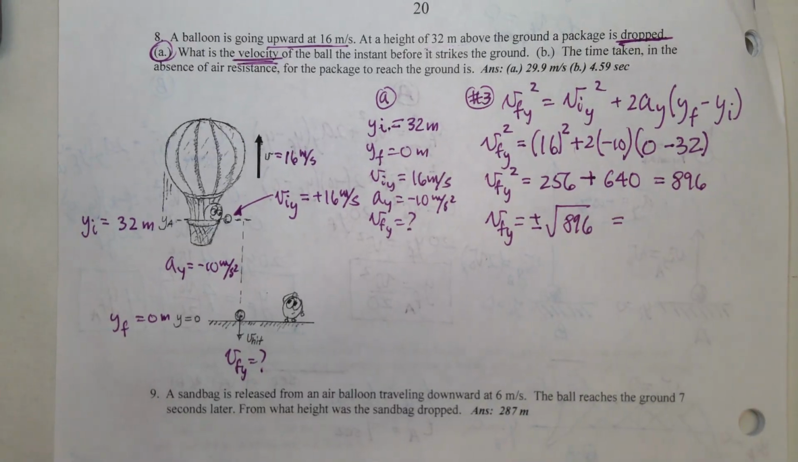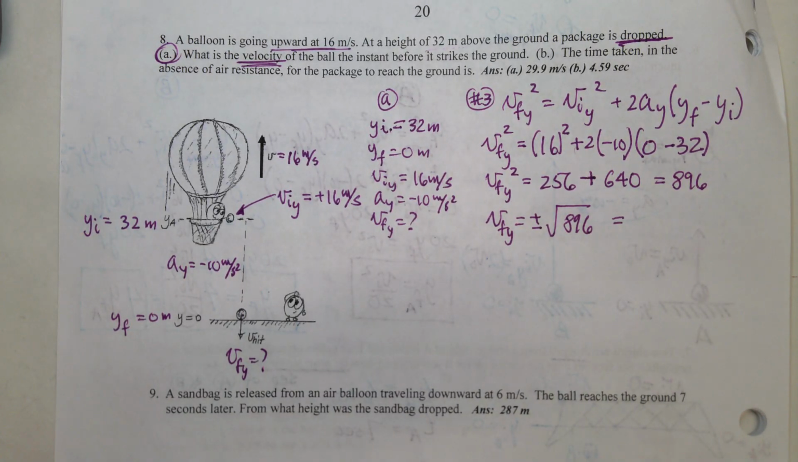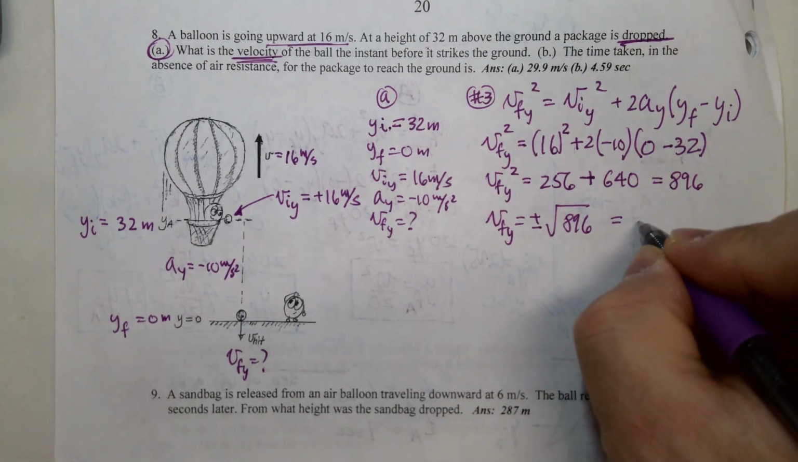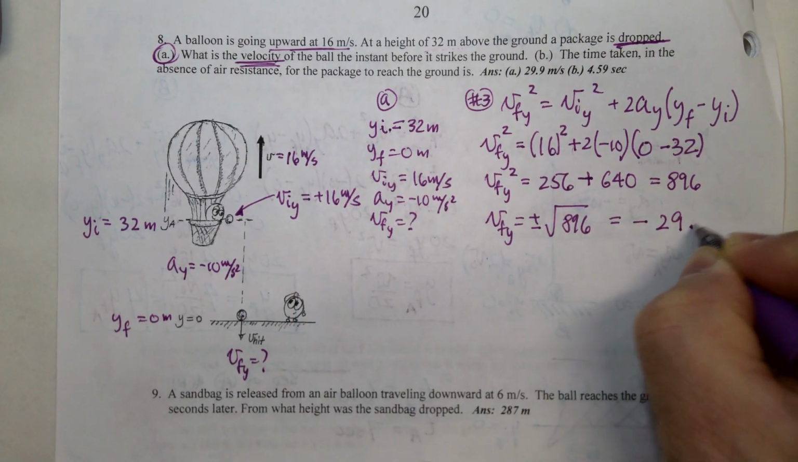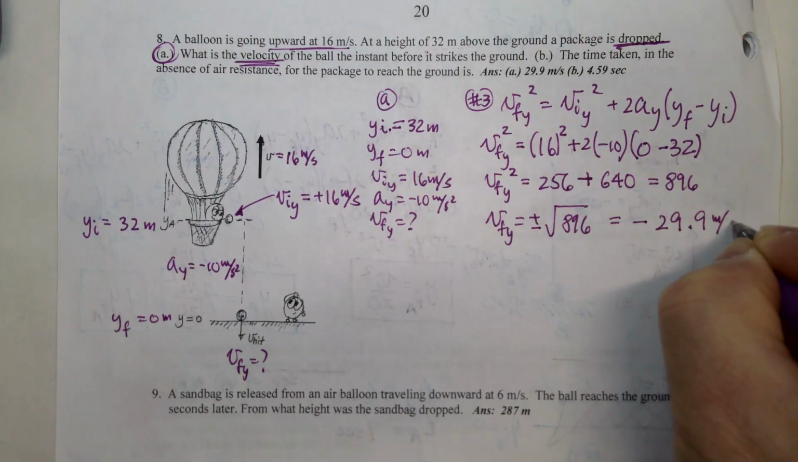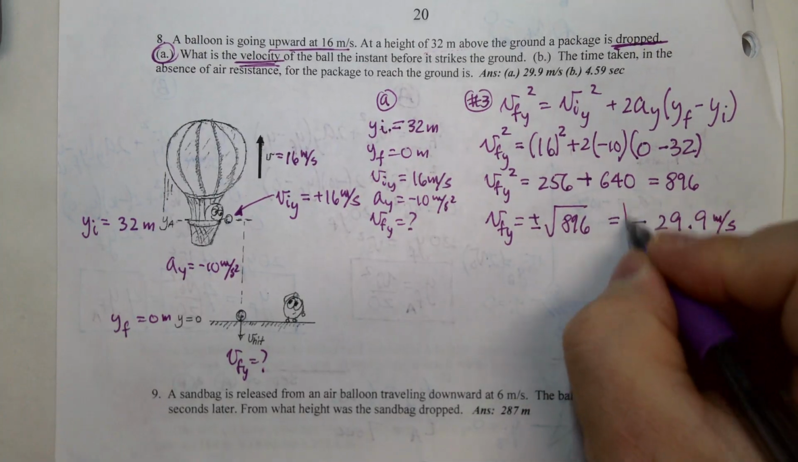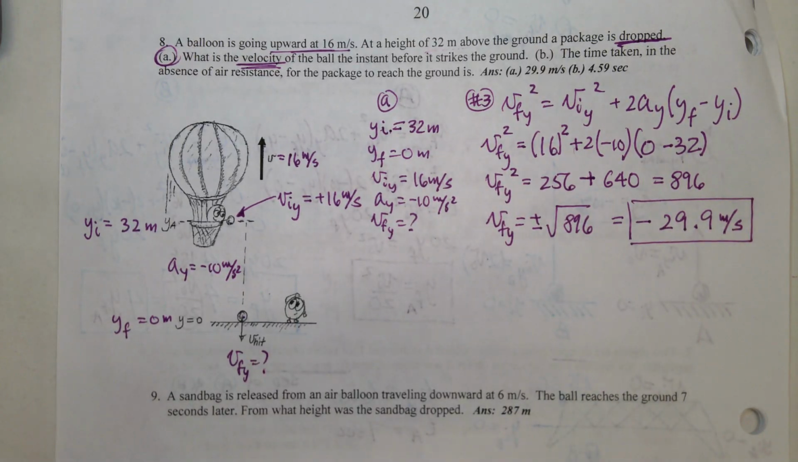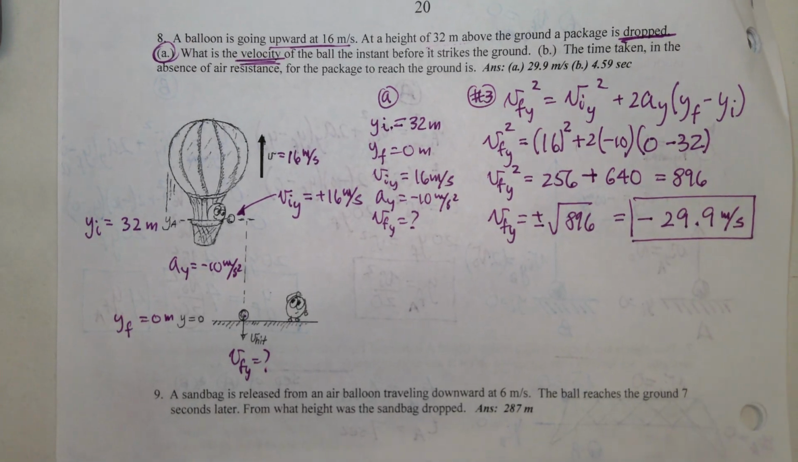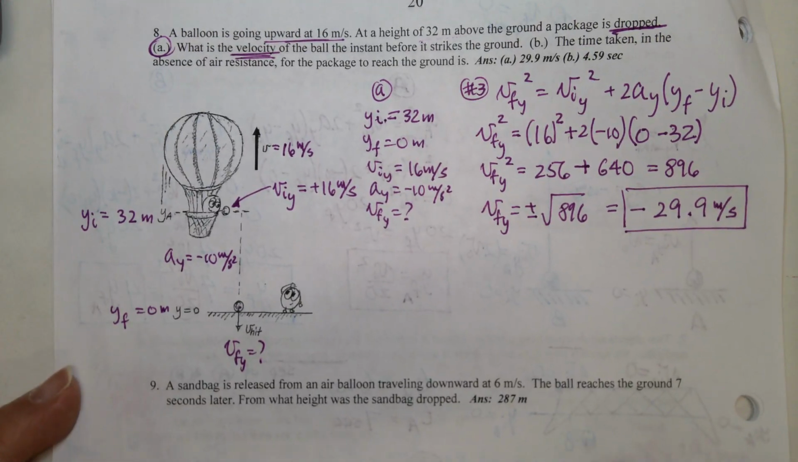However, since they want the velocity of this ball going down, which one do we pick? Positive or negative? Negative. Right? So we should pick negative 29.9 meters per second. All right, so that was easy.